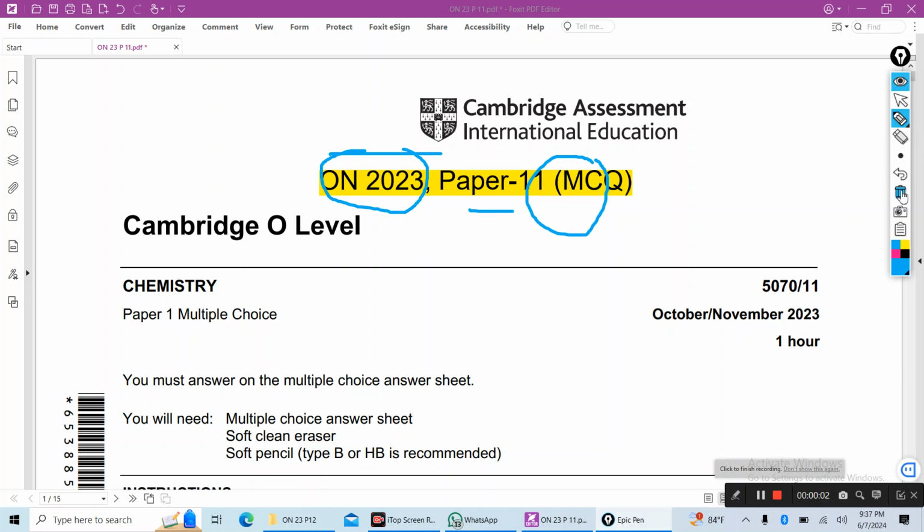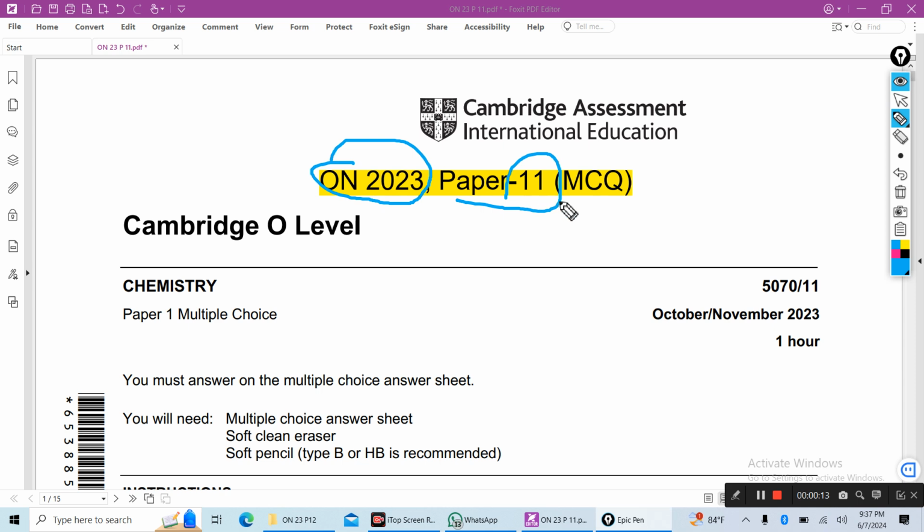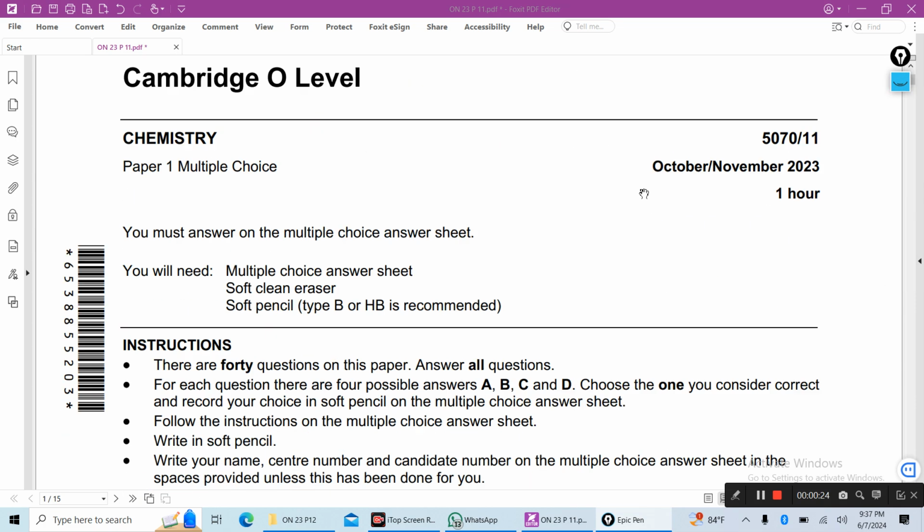Hello dear students, now I am going to discuss Cambridge O-Level Chemistry October-November 2023 paper 1-1 MCQ paper. October-November 2023 paper 1-1 MCQ. Let's move.